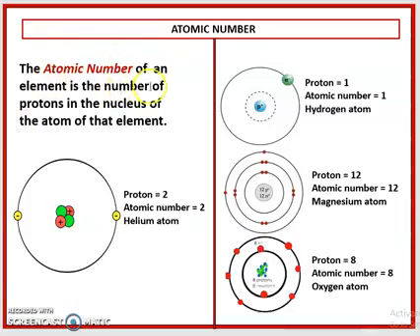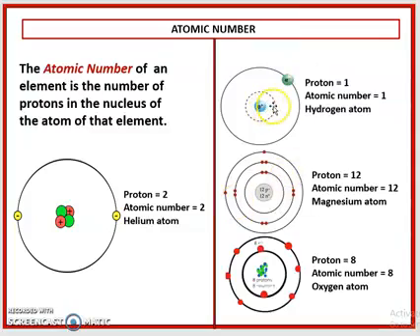So if we already know this, then what is atomic number? Atomic number of an element is simply the number of protons in the nucleus of the atom of that element. For instance, this is the structure of an atom of an element. If you look at this structure, we have 2 protons inside, 2 positively charged particles inside. Because of that, this atom has 2 protons. And since it has 2 protons, the atomic number is 2.